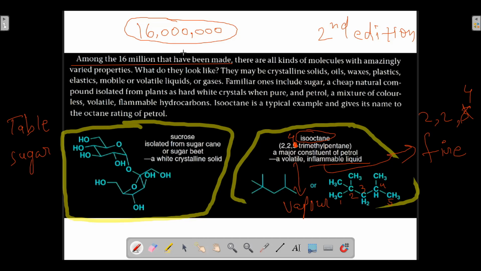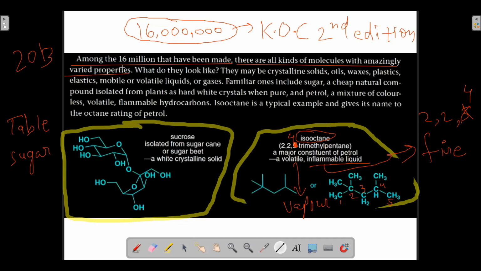So among the 16 million organic compounds, that is stable organic compounds. When the author was writing this book, at that time 16 million organic compounds were known. In the year 2013, when the author was writing this book, 16 million organic compounds were known at that particular time. There are all kinds of molecules with amazingly varied properties.